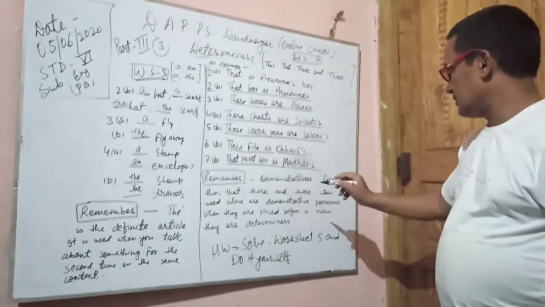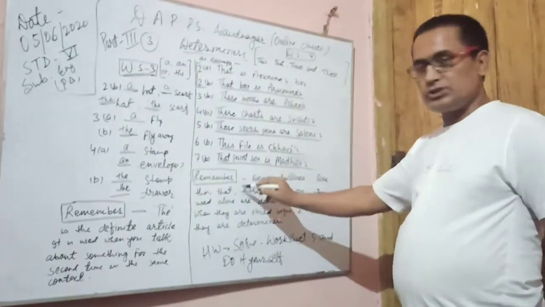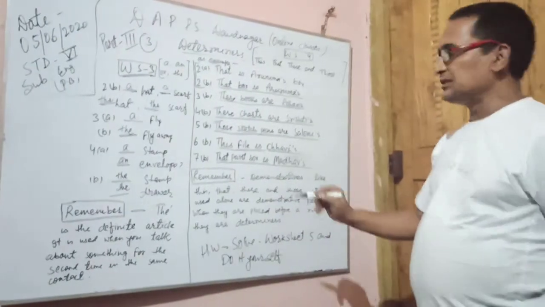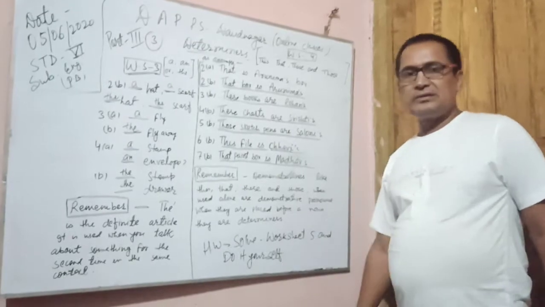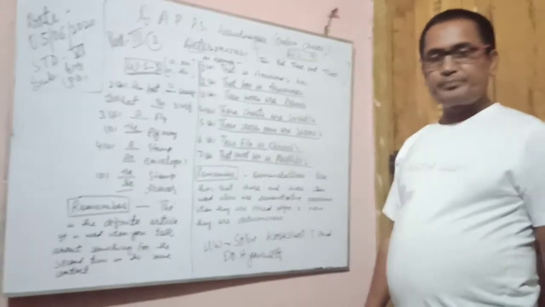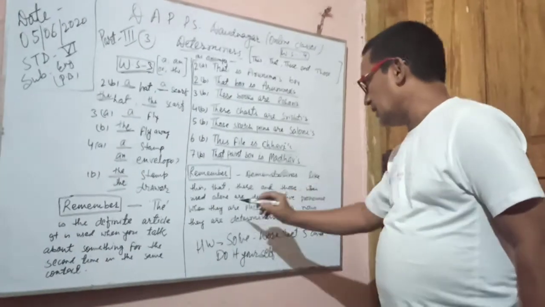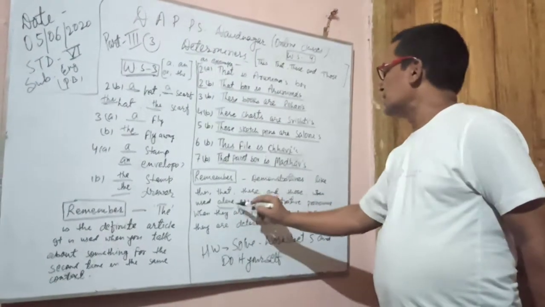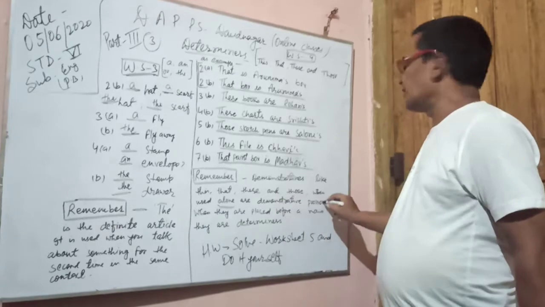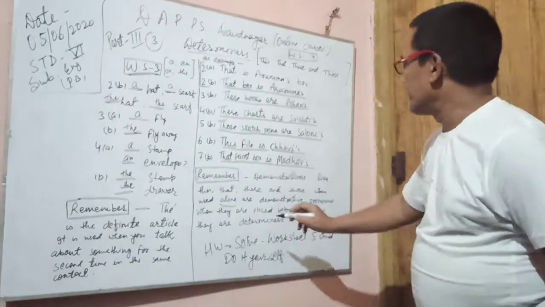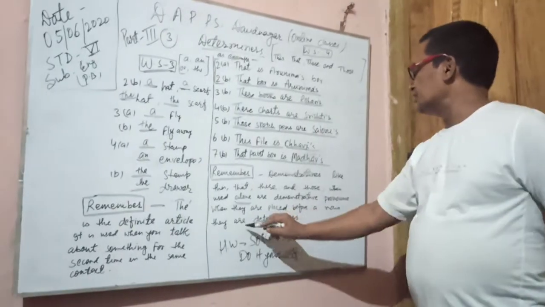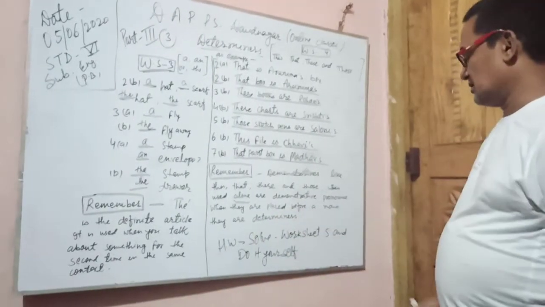Remember, you have to follow this rule. Demonstratives like this, that, these and those, when used alone, are demonstrative pronouns. When they are placed before a noun, they are determiners.